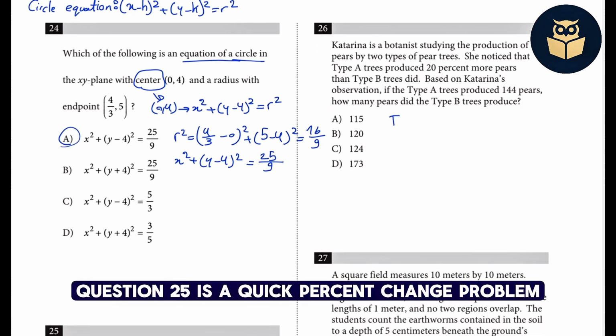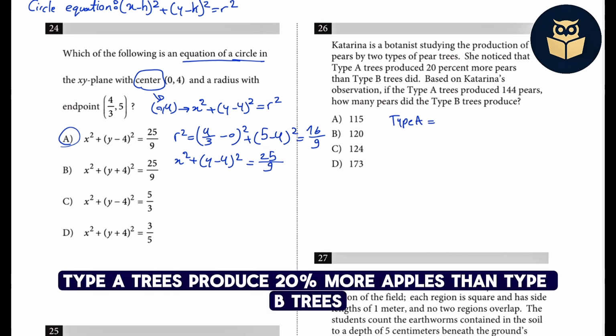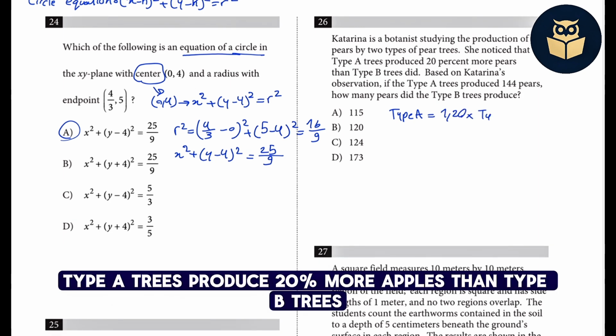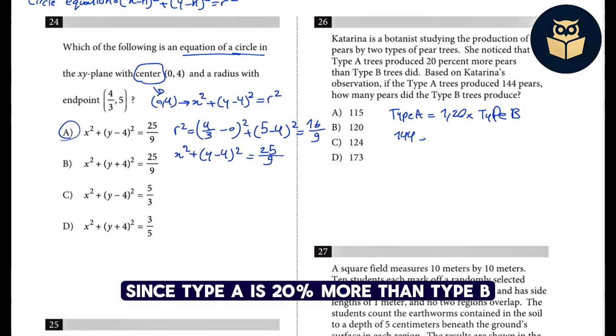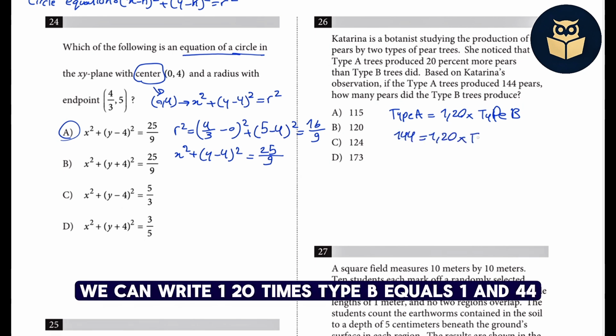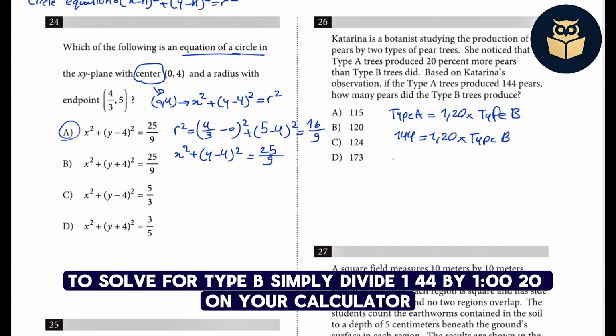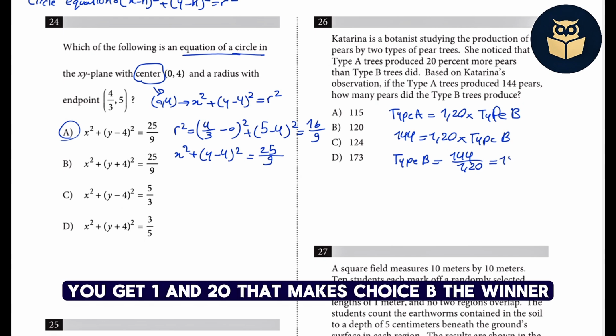Question 25 is a quick percent change problem. Type A trees produced 20% more apples than Type B trees, and Type A produced 144 apples. Since Type A is 20% more than Type B, we can write 1.20 times Type B equals 144. To solve for Type B, simply divide 144 by 1.20 on your calculator. You get 120. That makes choice B the winner.